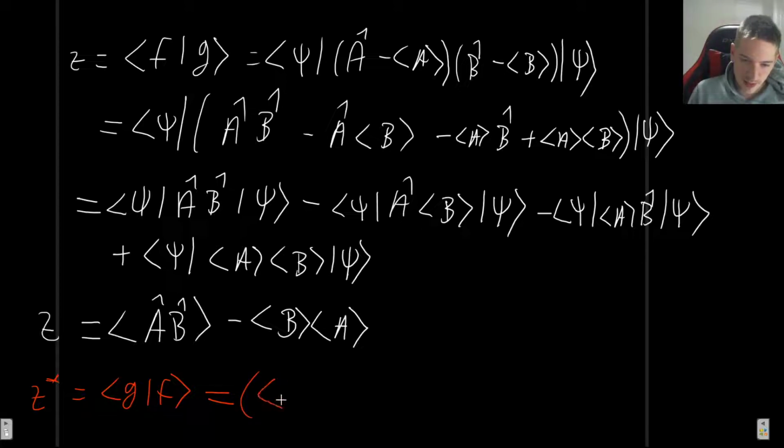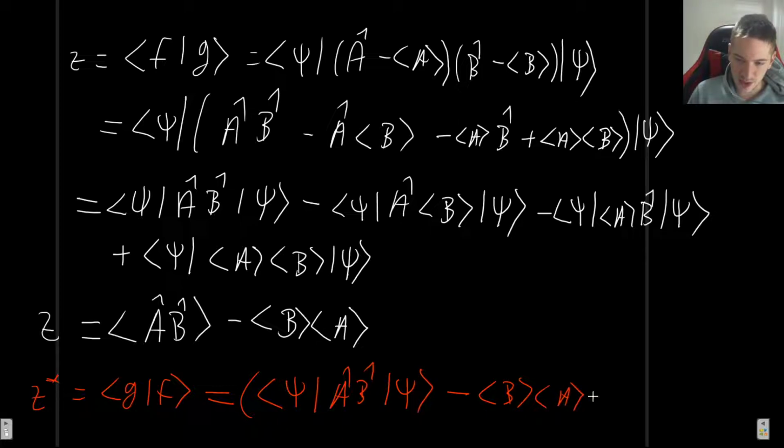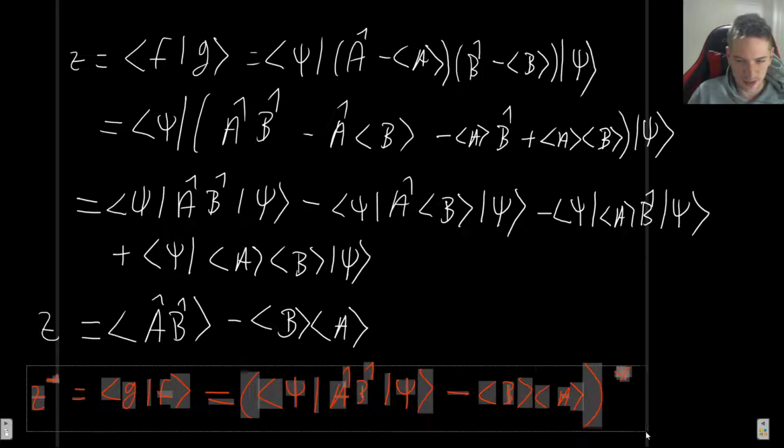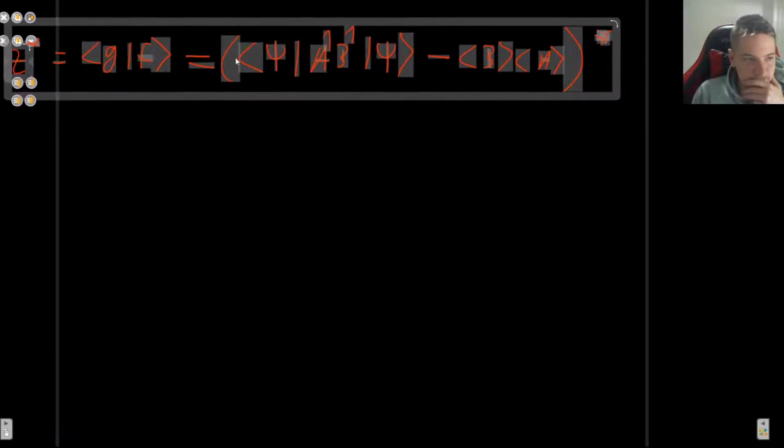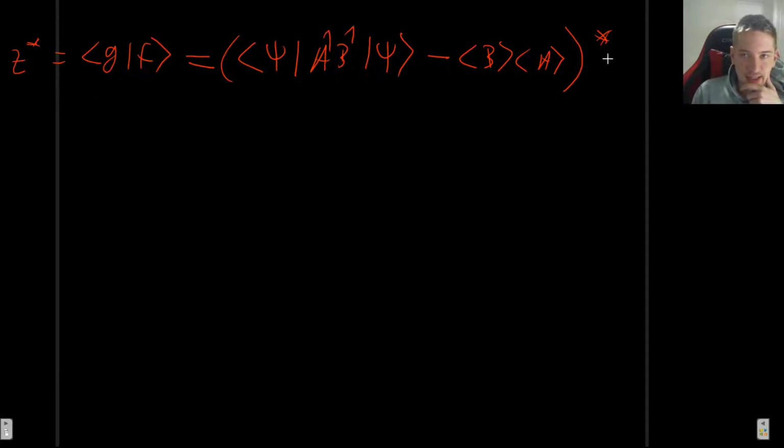So we have bra of psi, A, B, psi, right? I just wrote this once again as this, minus this quantity here. And we now want to apply the complex conjugate to it. Okay, so let us now conjugate all of this. In this first part, kets turn to bras, bras turn to kets. But since both are just states of psi, it looks the same.